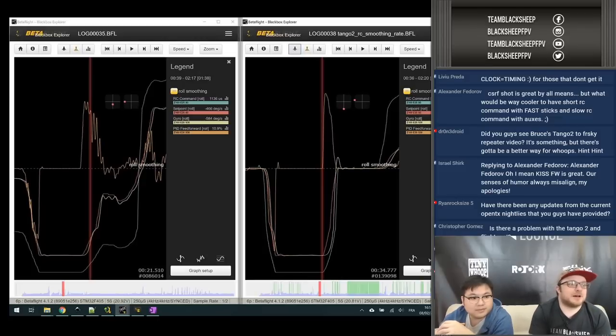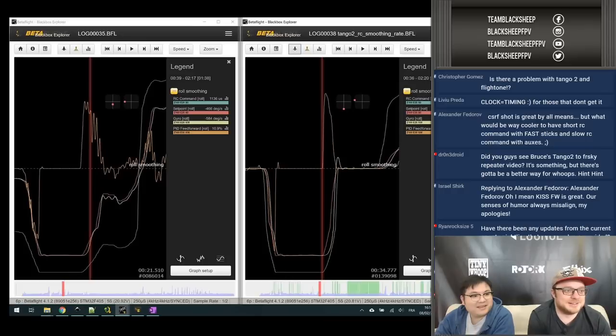I'll just read the comments here. Is there any updates from the current OpenTX nightly builds you guys are providing? No, there's no updates. That thing is stable. It's just that it's a nightly build, so there's a warning message. I'm sure like one person from the lounge can compile an unofficial one without a warning message, but we're not going to do that.